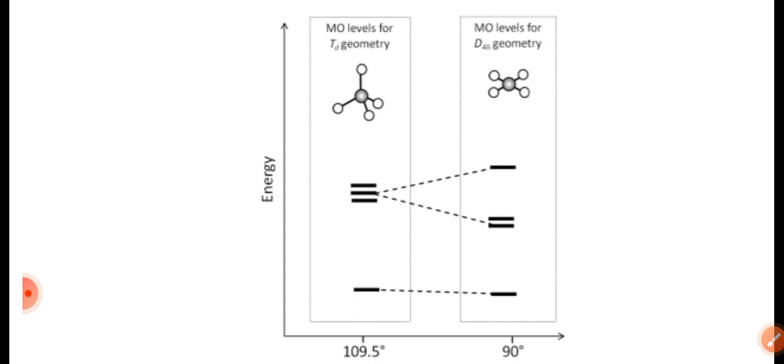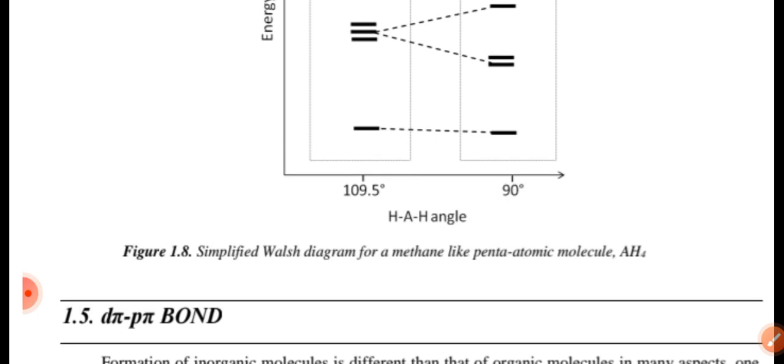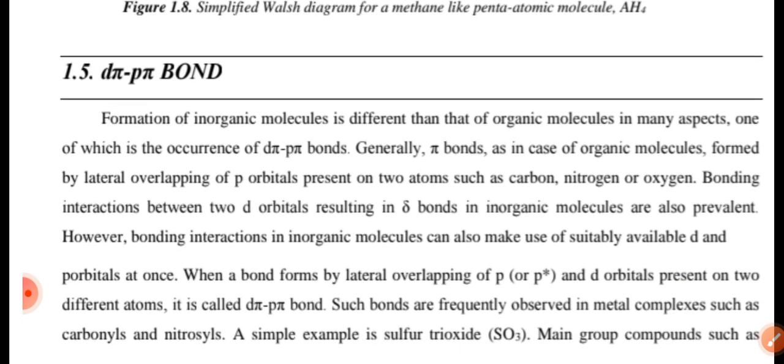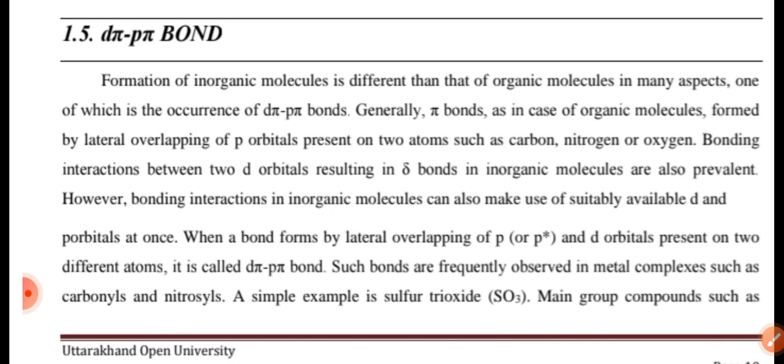Molecular orbital levels for Td geometry, 109.5 degrees, molecular levels of D4h geometry, HAH angle. Simplified Walsh diagram for a methane-like pentaatomic molecule AH4. d pi p pi bond.